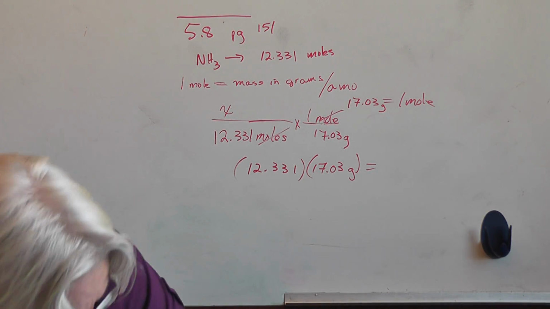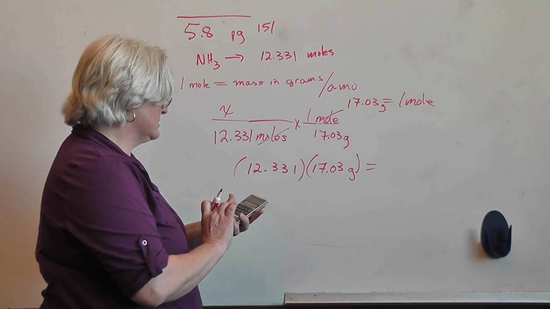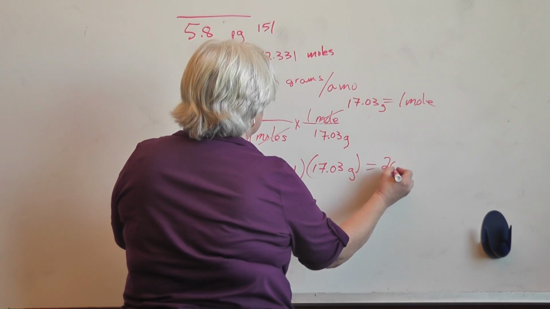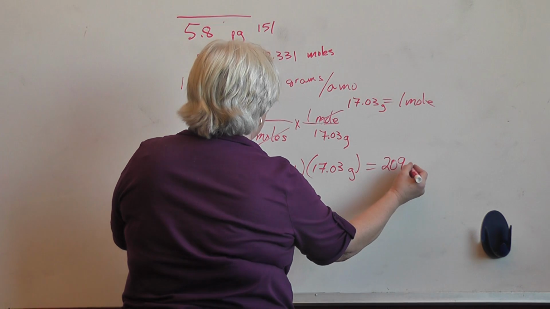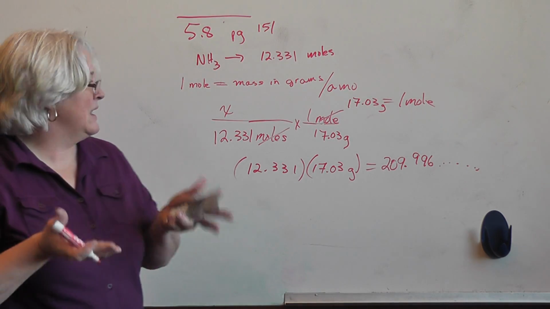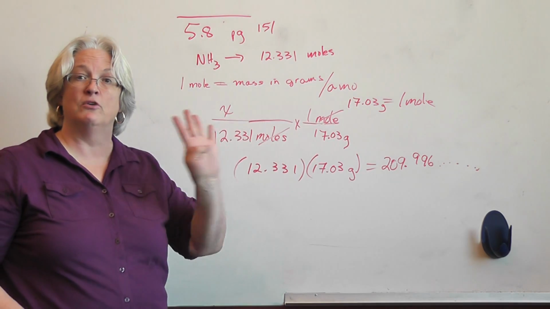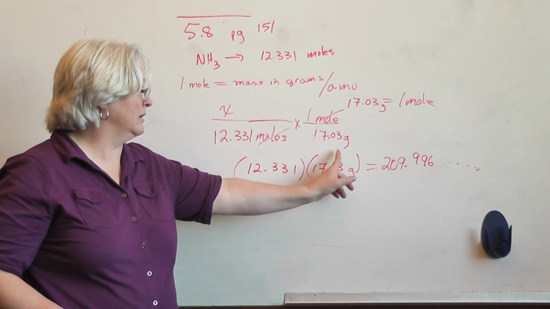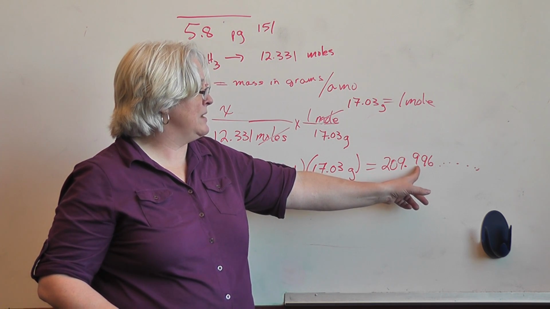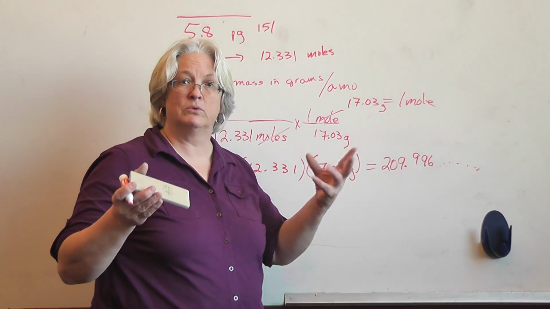We get our calculator out. We're going to multiply 12.331 times 17.03, and we are going to end up with 209.996. Okay. How many significant figures are we allowed to have? We're only allowed to have 4 significant figures because we have 17.03. Well, 1, 2, 3, 4. But if we round that, that's going to round to 0, which makes that round to 0, which ends up with 210, which only has 2 significant figures.